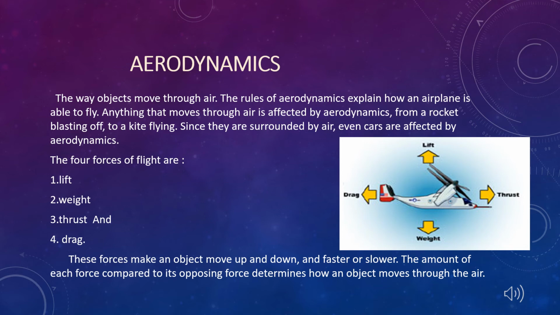Next, aerodynamics. The way objects move through air. The rules of aerodynamics explain how an aeroplane is able to fly. Anything that moves through air is affected by aerodynamics, from a rocket blasting off to a kite flying. Since they are surrounded by air, even cars are affected by aerodynamics.